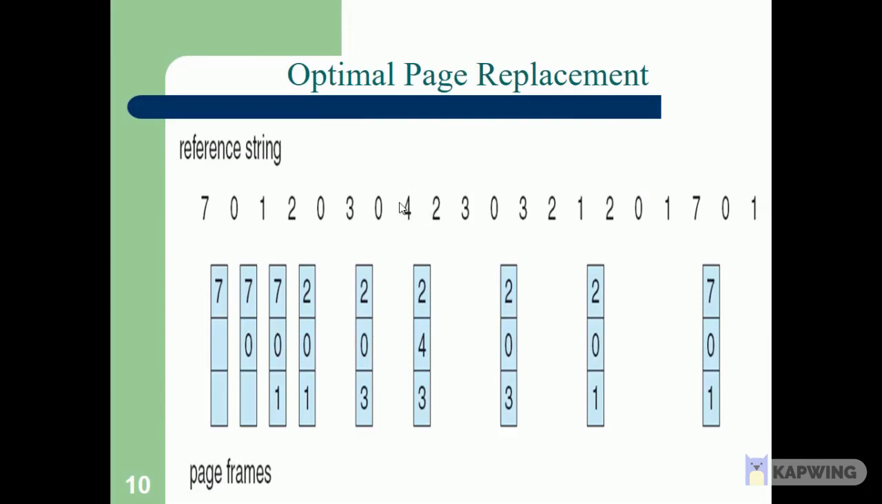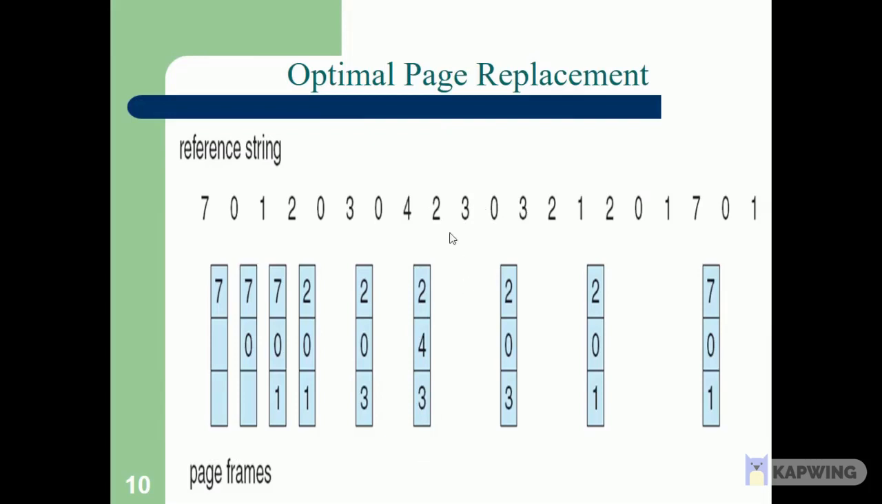So next page is your 4. 4 is not available in our frame, so page fault occurs. So from 2, 0, 3, what should we replace? 2 comes here and 3 comes here and then 0 comes. Okay, 2 comes before 3, 3 comes before 0. So we replace 0 with 4. 2, 4, 3. Page fault occurs. So page fault number 6.